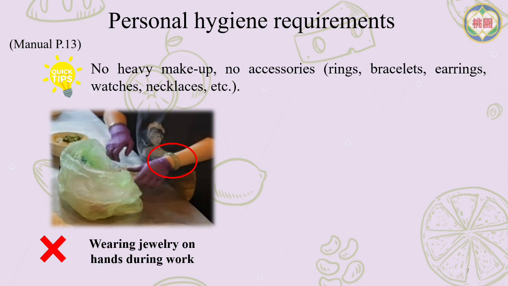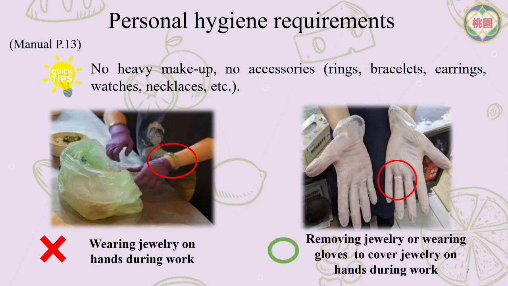Another common mistake is that employees wear hand accessories during work. It should be noted that employees do not wear heavy makeup or jewelry, such as rings, bracelets, earrings, watches, or necklaces. The correct one should be as shown in the right picture, where the hand accessories are removed or are covered by gloves during work.